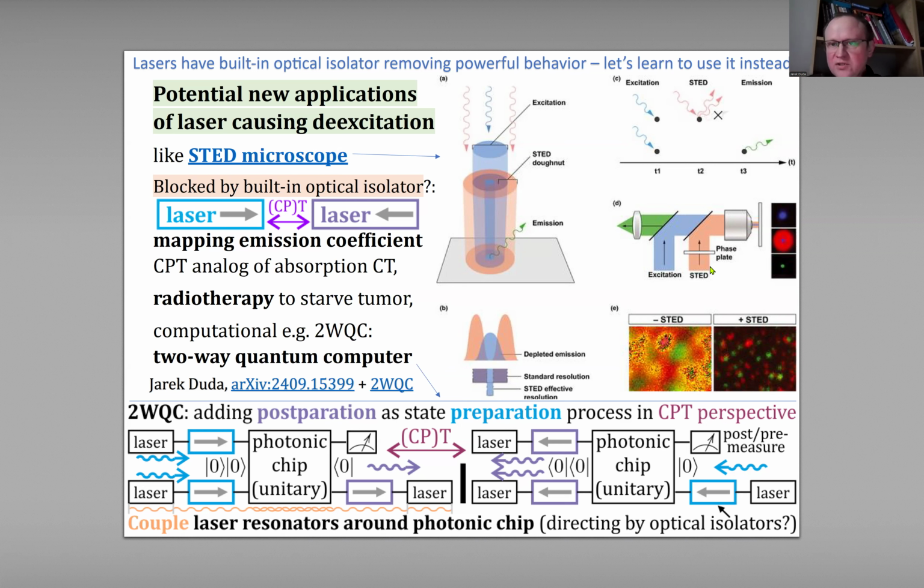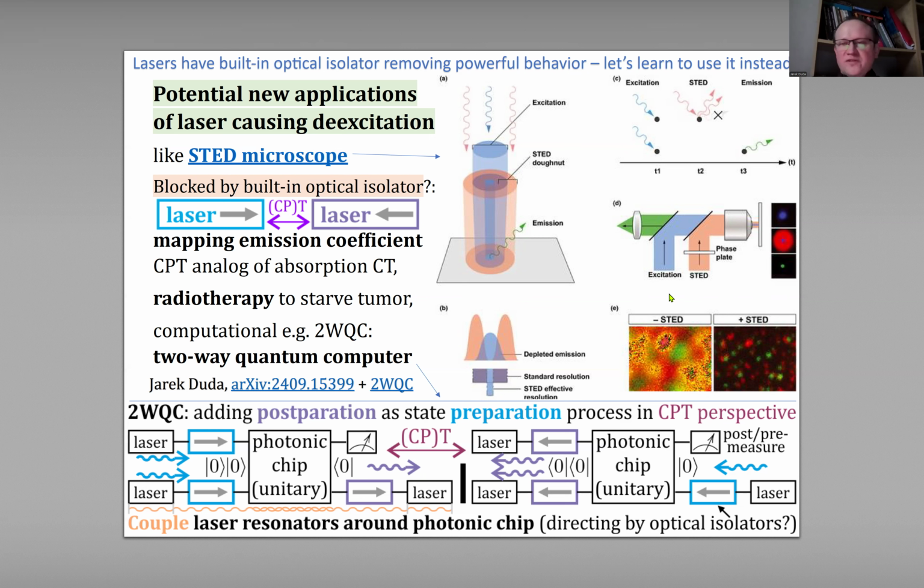One excites the target, the blue dot. Then you de-excite in this donut-shaped ring. So finally, thanks to the de-excitation, the final dot is smaller, which allows for better resolution. So one diode laser excites, the second diode laser de-excites.